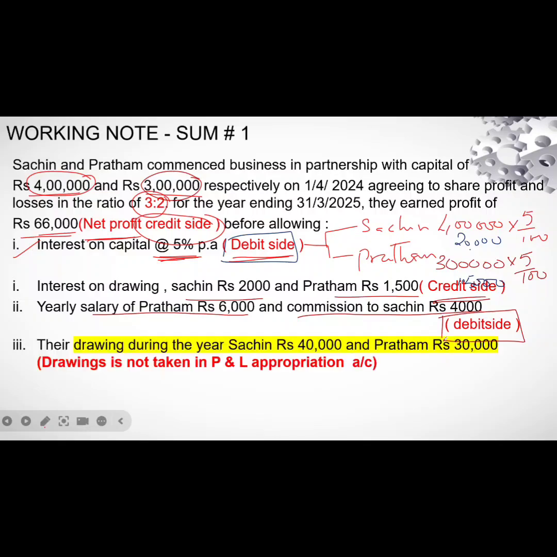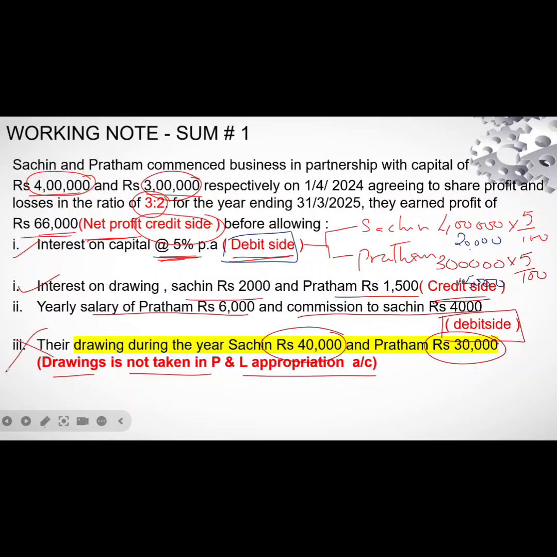Now see the next adjustment. It says that there is a drawings during the year Sachin 40,000 and Pratham 30,000. Now in this case, interest on drawings is directly given to us, and therefore this drawings should not be taken to the profit and loss appropriation account, as this will appear only in the partner's capital account, because it's the personal drawings made by the partners for their personal use. So therefore drawings amount will not appear in the profit and loss appropriation account. So we will ignore this particular adjustment.